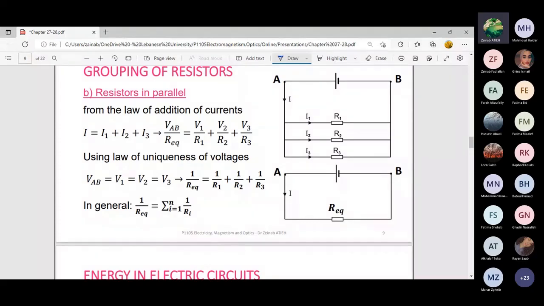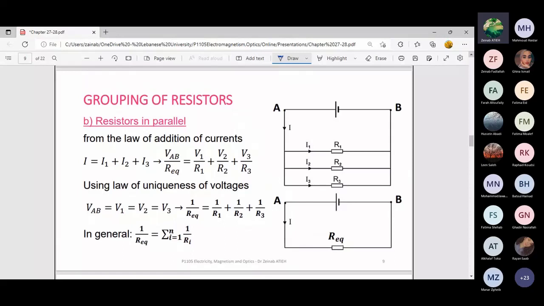Let's talk now about grouping of resistors in parallel. We have three resistors as you have seen in parallel. From the law of addition of currents, you all know that I is equal to I1 plus I2 plus I3. Okay, so in this case, we can say that I is equal to VAB over R equivalent.